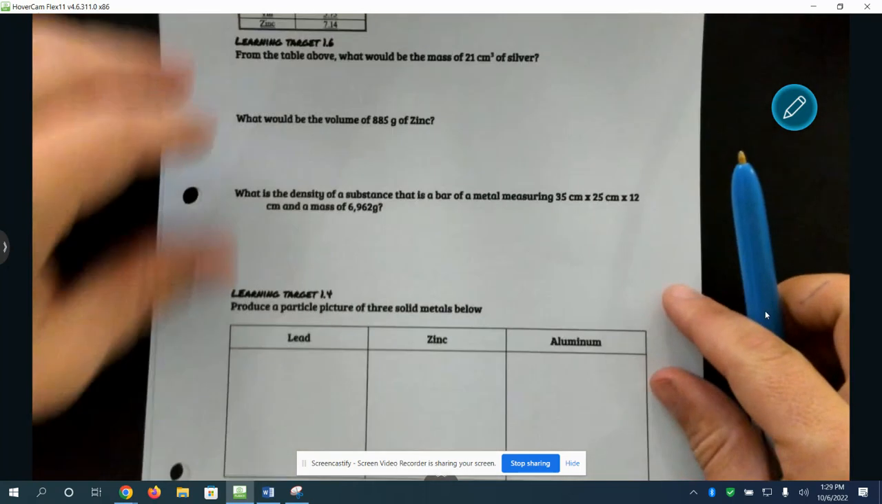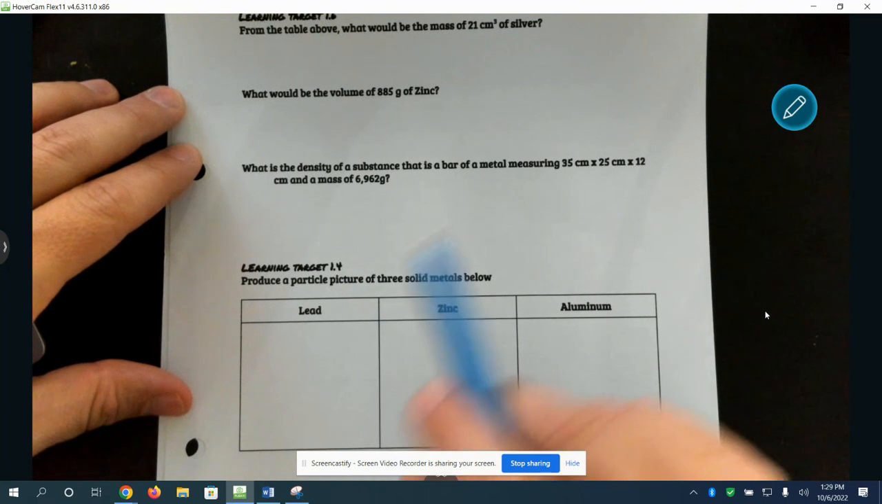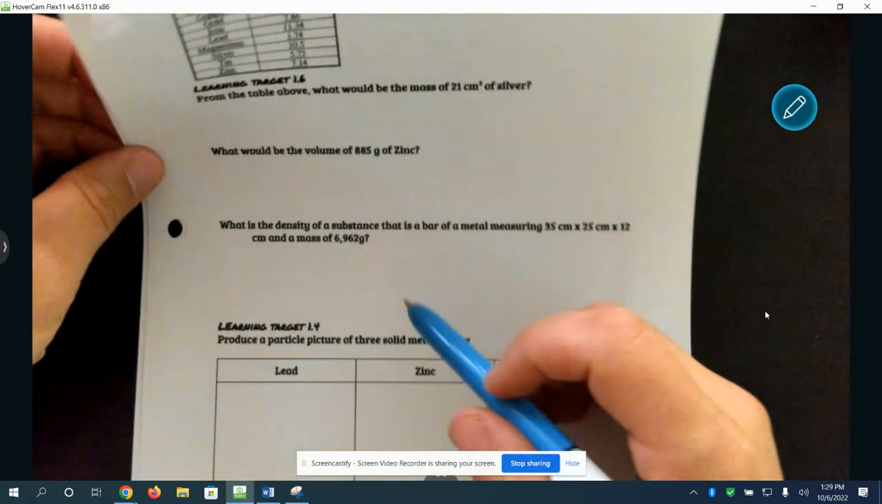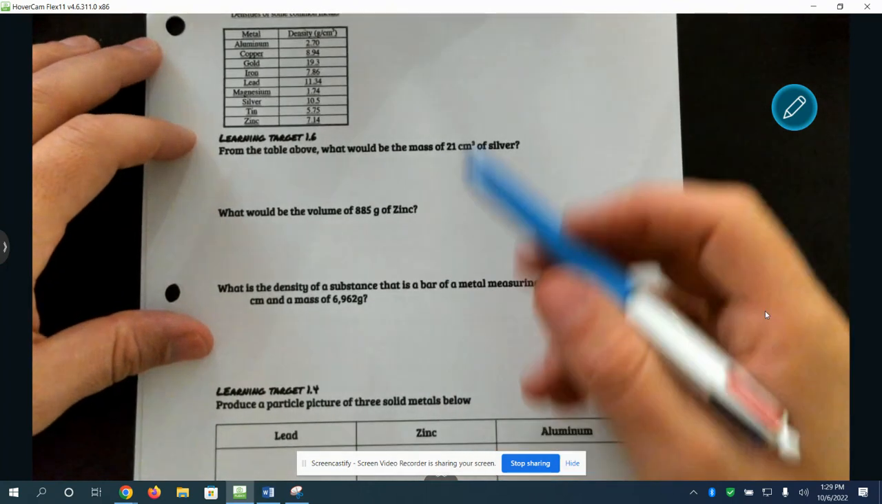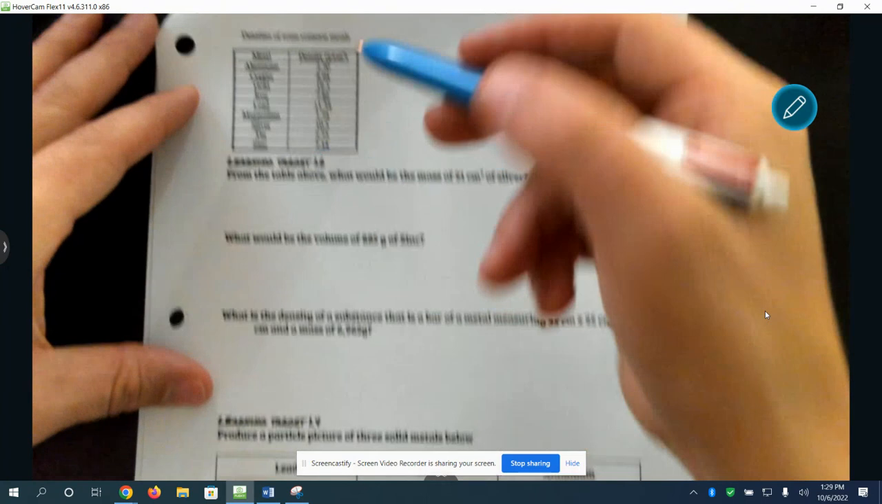Okay, so I'm going to go through how to do Learning Targets 1.4, drawing particle pictures from density information, and 1.6. And I'm going to start with 1.4. I included them together because I'm using the same table for both, but we're going to start right here.